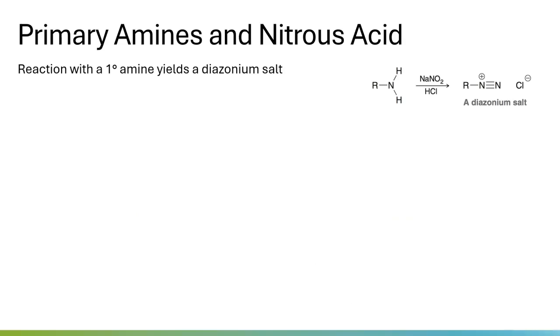Amines and nitrous acid. Reaction with the primary amine yields a diazonium salt, that is an R group attached to an N triple bonded to another N. This process is called diazotization.